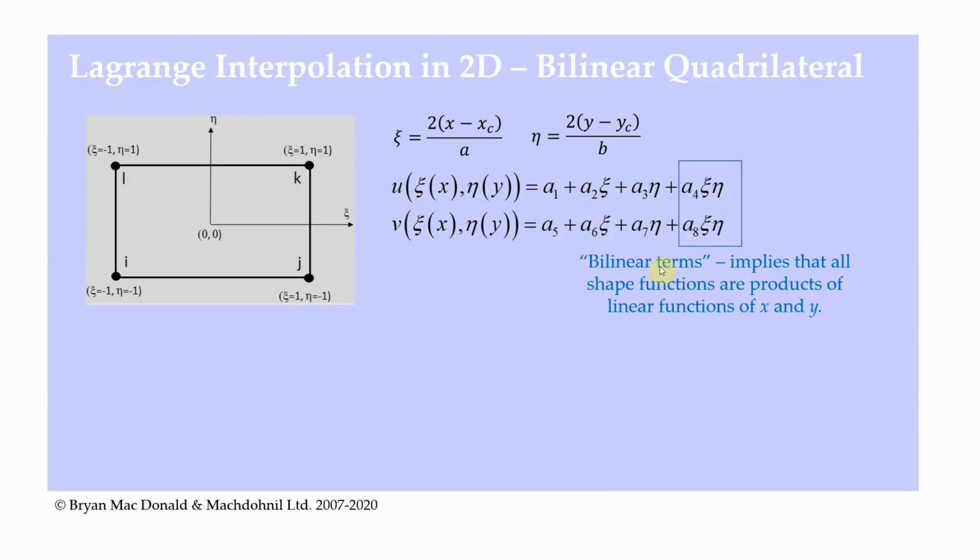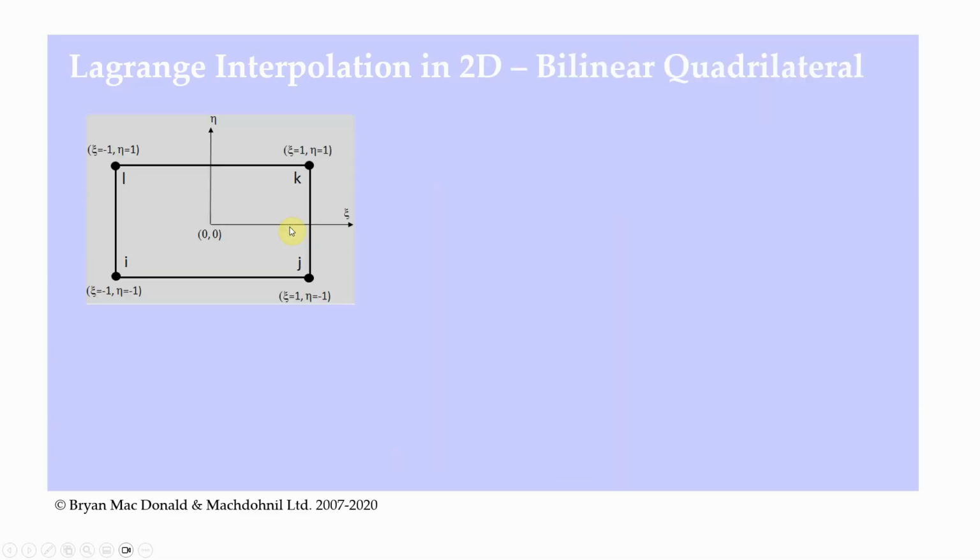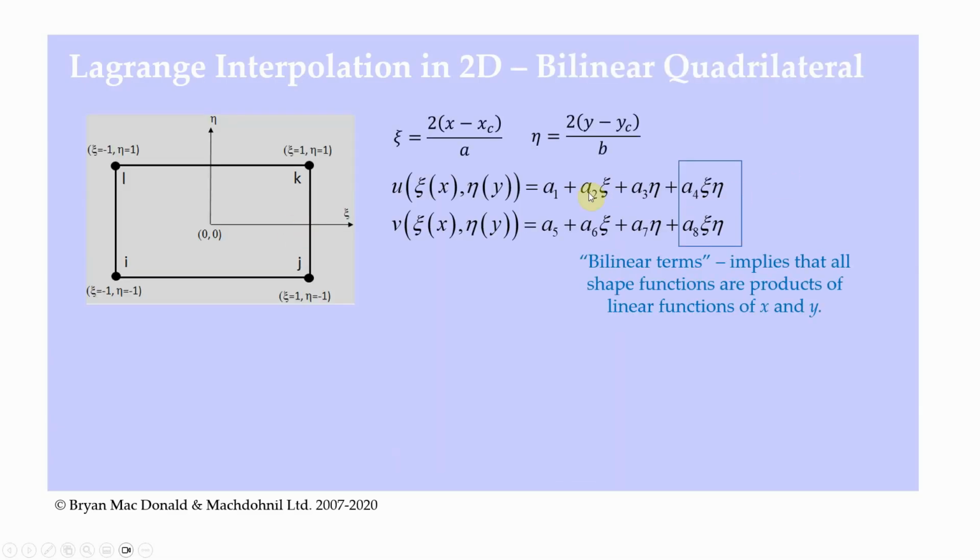So again, the first term is just a constant, the second term is eta, the third term is neta, and the fourth term is the interaction, eta neta. And if we briefly jump back to Pascal's triangle again, and replace eta with x and neta with y, we'll see the first term is a constant, then we have an eta term, or an x term, a neta term, and then an eta neta or interaction term. So again, that's what we have here. These are the bilinear terms, and they imply that all shape functions are products of linear functions of x and y.